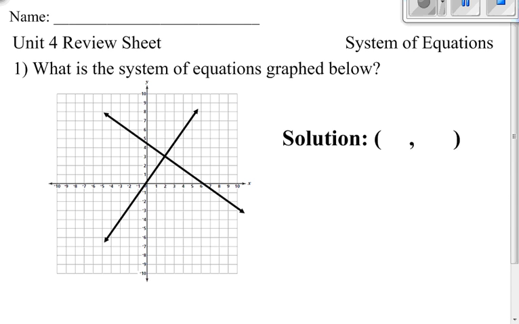All right, so here is the Unit 4 review sheet. I'm going to do a video of the entire thing. Use it as you see fit. By this point, you should all know how the review sheets and the test work.